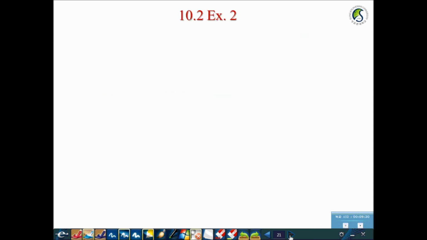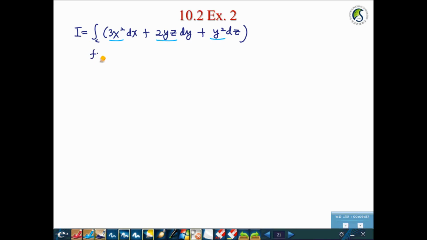Okay, so I'm going to solve Example 2 in the textbook. I is the integral of 3x squared dx, plus 2yz dy, plus y squared dz. That's our F1, F2, and F3. We're going to integrate from A, which is (0, 1, 2), to B, which is (1, -1, 7).